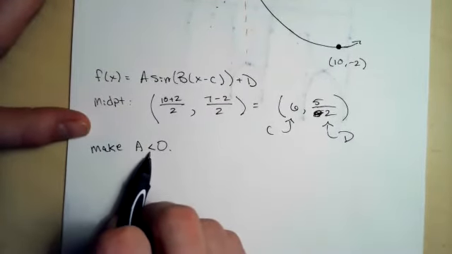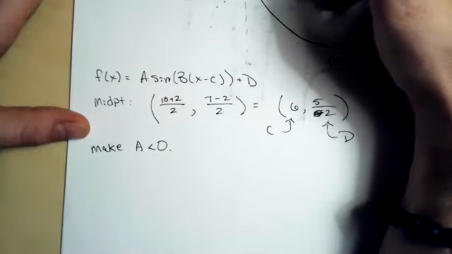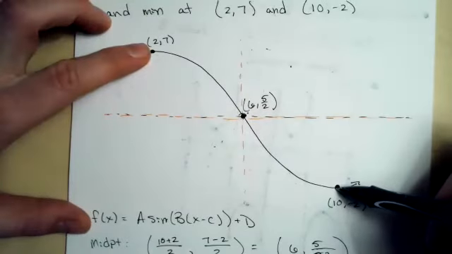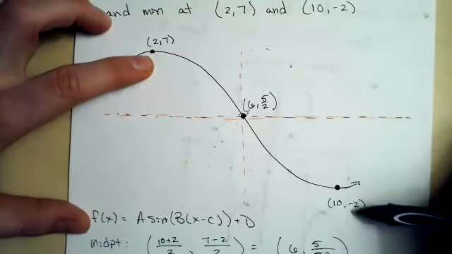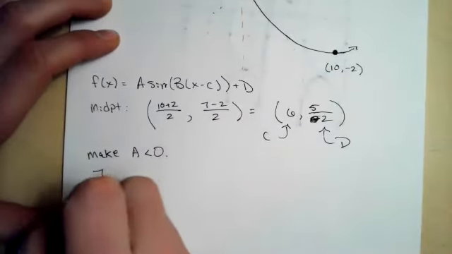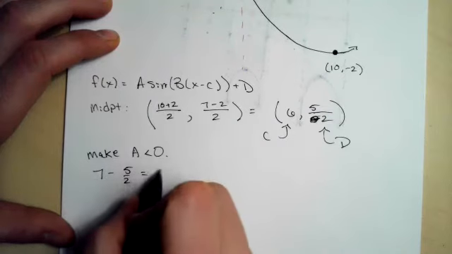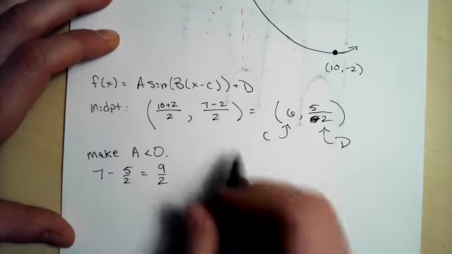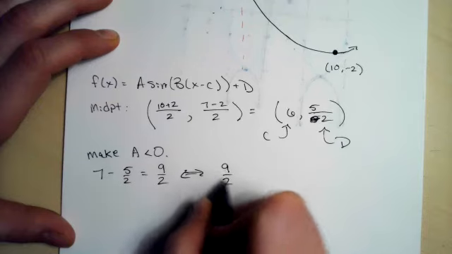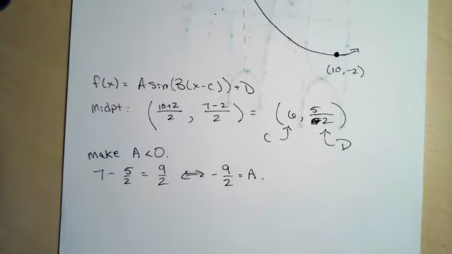How do we find the A value? A value is the amplitude, so it's the distance between the midpoint and the peak. So midpoint to peak. Or you could do half the distance between the peak and the valley in the Y direction. So if we just do 7 minus 5 halves, it's 14 halves minus 5 is 9 halves. So that's the distance, and we just want to make A negative, so let's make A negative 9 halves.